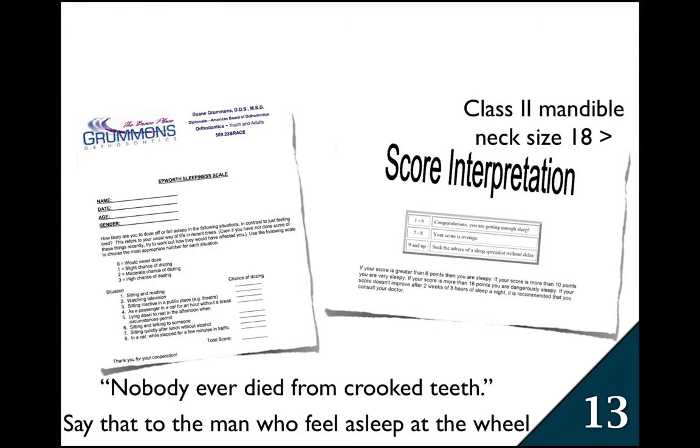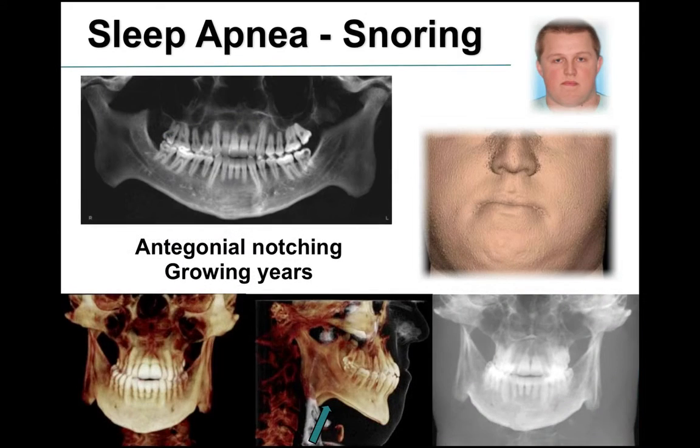So when they have snoring and apnea conditions, we start suspecting that there might be a class 2 mandible or a tongue volume problem. The neck size might be excessive. Certainly the sleepiness scale and score might be high. And certainly if the teeth are crooked, we're concerned about that, but much more importantly is the airway and the other sleep conditions. Nobody died from crooked teeth, but if the person falls asleep at the wheel, there can be a severe problem, obviously.